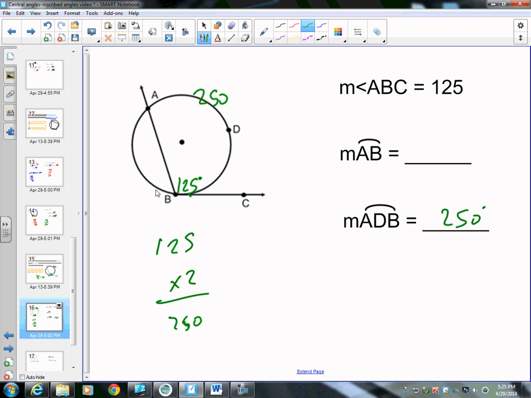Okay, the other arc, AB, well, I don't have an angle there to tell me to multiply by 2. But if I know ADB, which is the other part of the circle, is 250, I can find the rest because they both have to add up to 360. The whole circle is 360. So I can just say 360 minus 250, and I get 110. So this arc, AB, has to be 110.